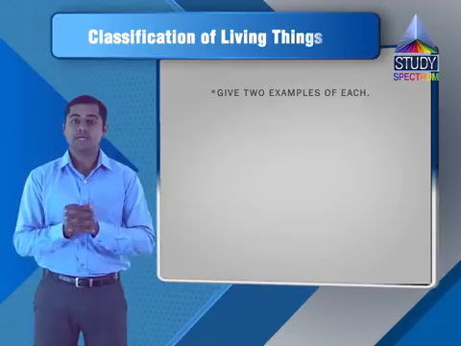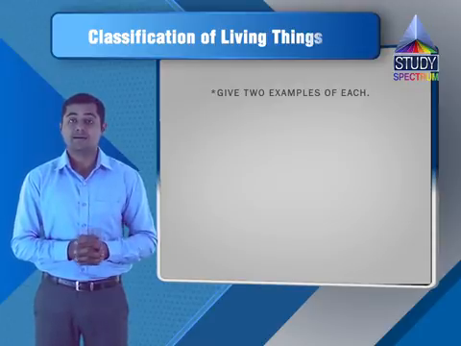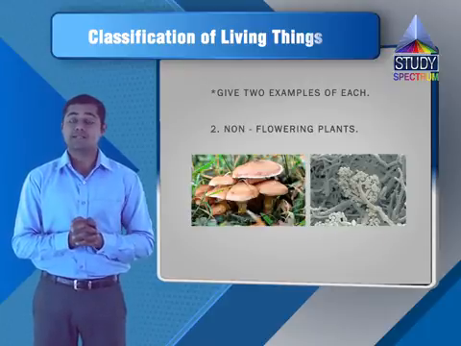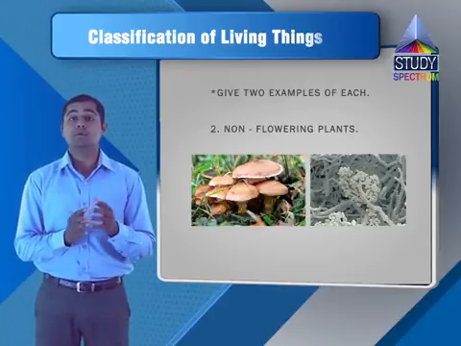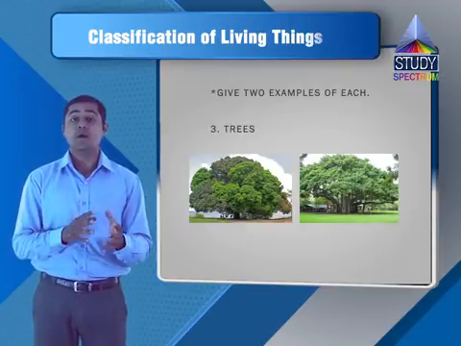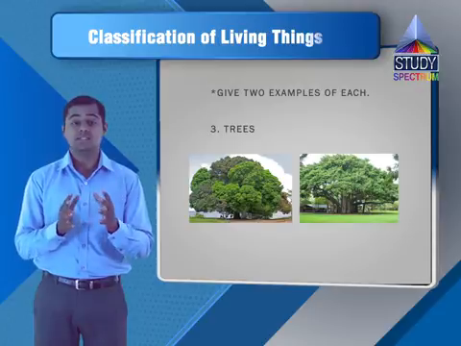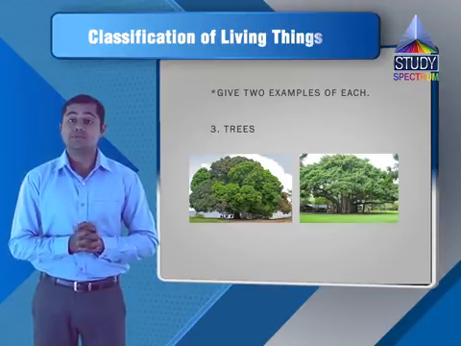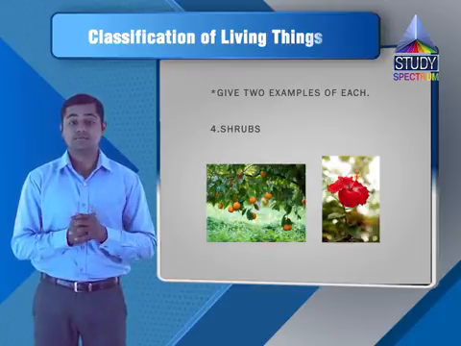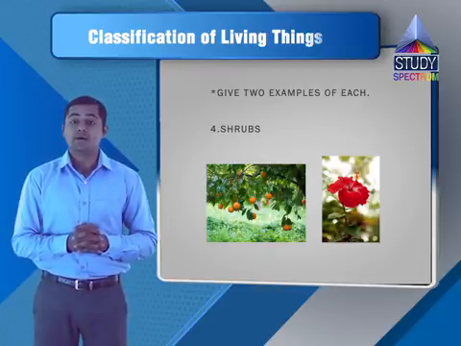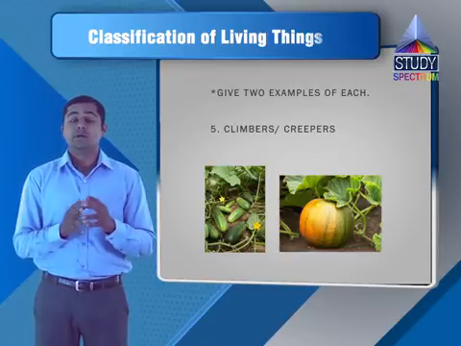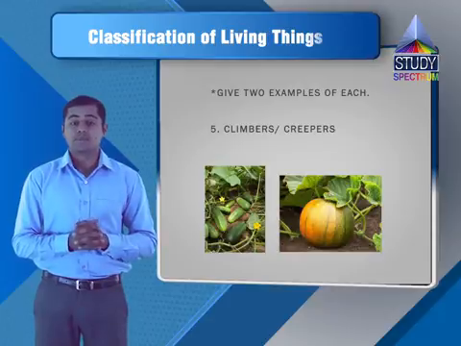Give 2 examples of each. A. Flowering plants: mango, rose, hibiscus. B. Non-flowering plants: mushrooms, mold, spirogyra. C. Trees: mango, banyan, fig. These are the trees. D. Shrubs: orange, hibiscus. These are the shrubs. E. Climbers, creepers: cucumber, pumpkin. These are the creepers.